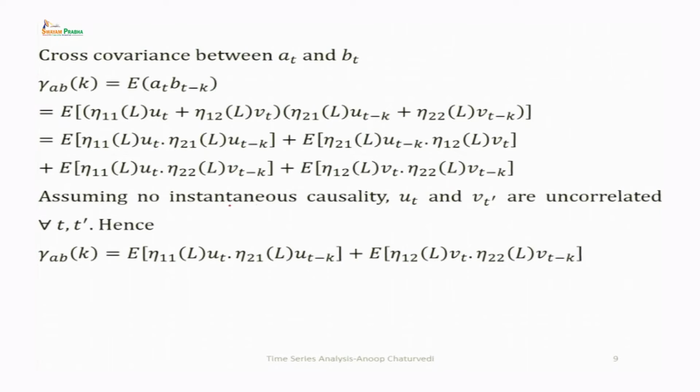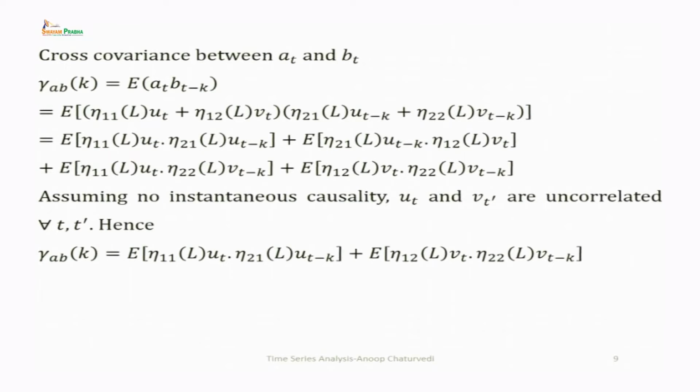Then assuming no instantaneous causality, u t and v t dash are uncorrelated for all t and t dash. So, these are purely random processes, and in case of instantaneous causality, u t and v t will be correlated, and if there is no instantaneous causality, then u t and v t dash are uncorrelated for all t and t dash. Even for t equal to t dash, u t and v t are uncorrelated.